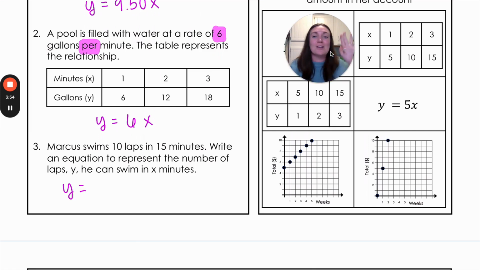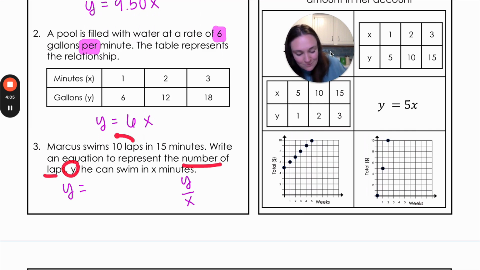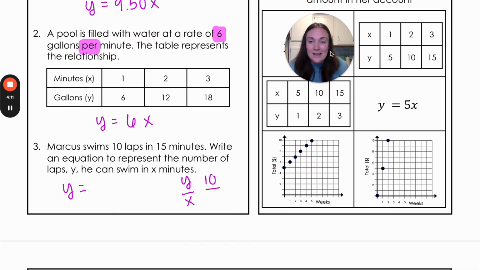Remember, our slope is always that change in y over change in x. So if I'm thinking about y over x, my y is the number of laps that he can swim. We said he could swim 10 laps, so I'm going to plug that in for y. My x we said was our x minutes, so our 15 minutes. I'm going to get this fraction 10 over 15. And we know the rule, we always want to simplify. So I can divide both 10 and 15 by 5, which will give me 2/3.